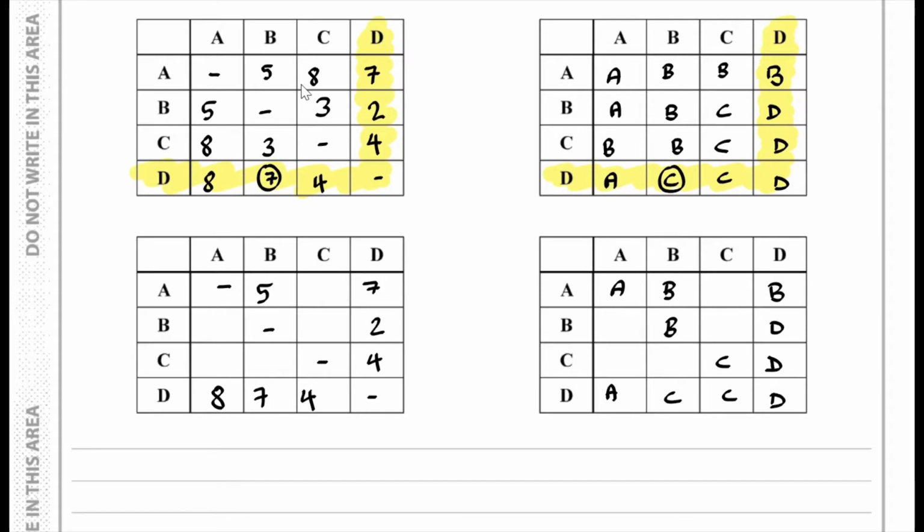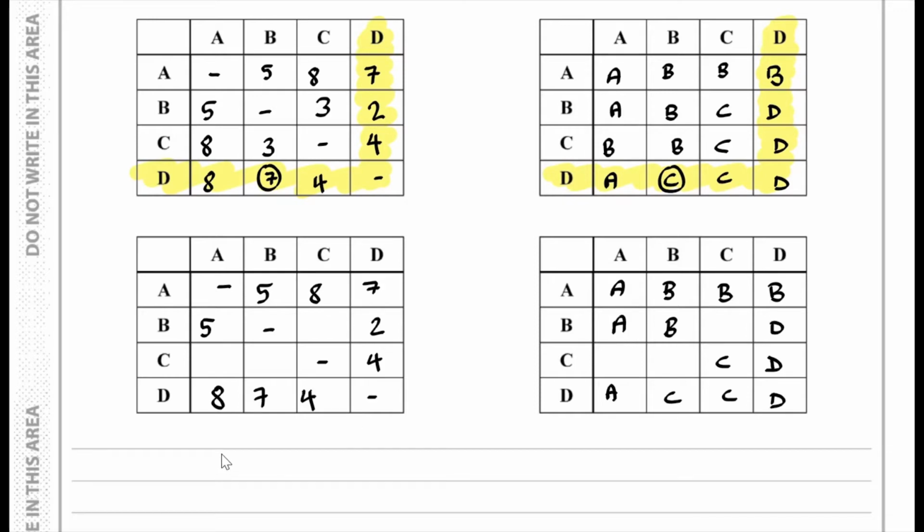We now compare for the element AC, we compare this 8 with 7 plus 4, so we compare 8 with 11. 8 is smaller, so here we still have 8. The letter remains unchanged as B. We now look at the element BA. We compare this 5 with 8 plus 2, so we compare 5 with 10, 5 smaller, so we still have 5. The letter remains unchanged.